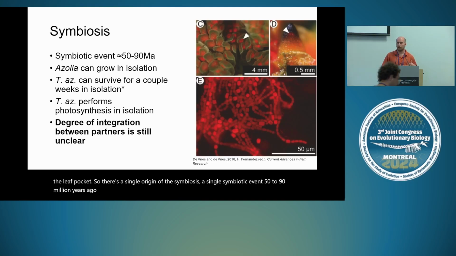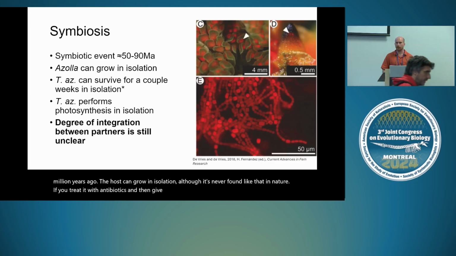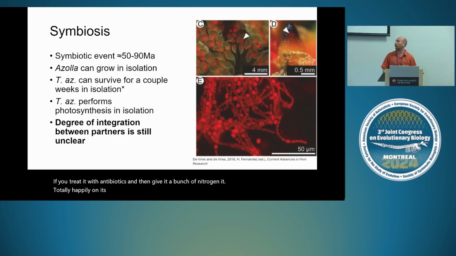The host can grow in isolation, although it's never found like that in nature. If you treat it with antibiotics and then give it a bunch of nitrogen, it grows totally happily on its own in lab. But the symbiont can only survive for maybe a week or two in isolation, and nobody's ever gotten it to multiply or really culture it. The symbiont does perform photosynthesis when it's in isolation. However, it's still somewhat undetermined the degree to which it's doing this when it's in symbio.